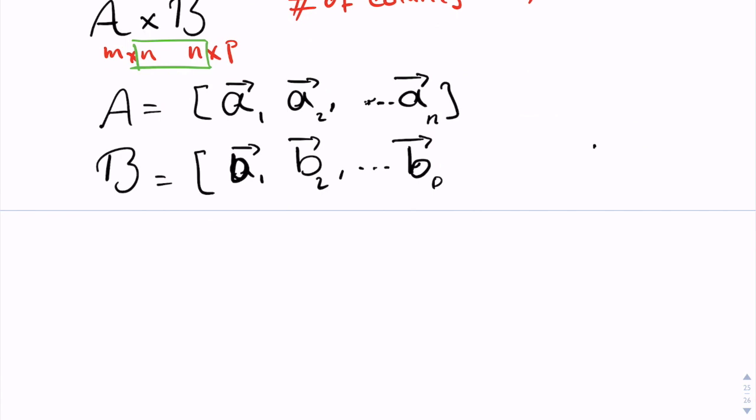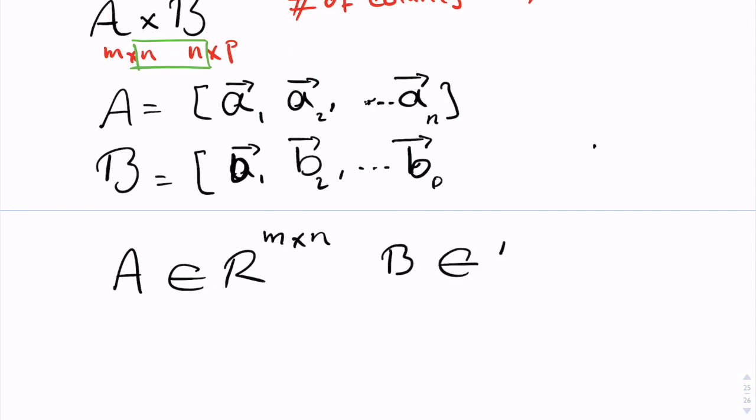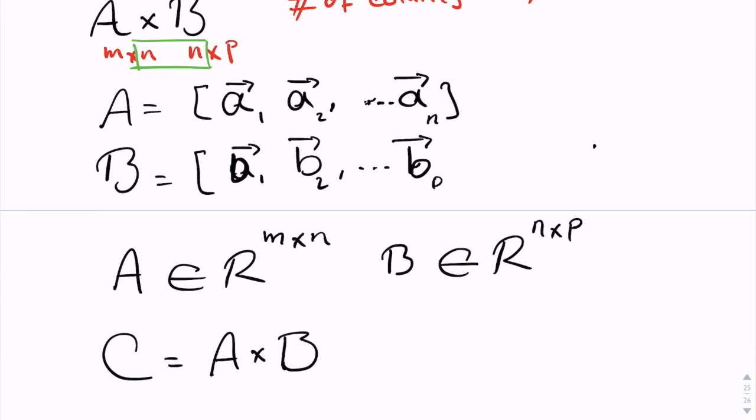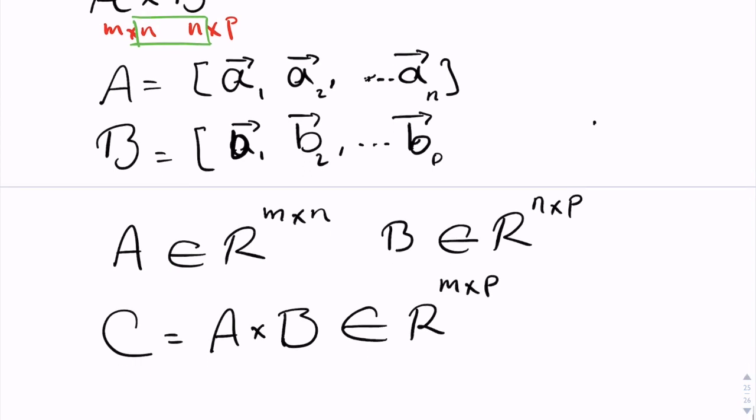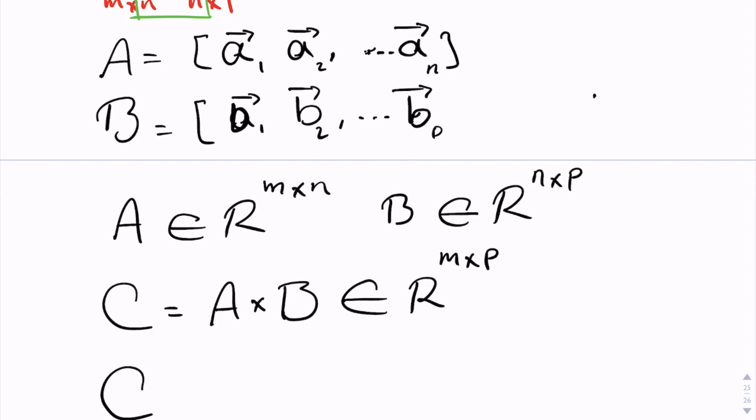So in general, if I have a matrix A, its dimension is R m times n, another one B whose dimension is R n times p. Then we define the matrix C, A times B, and this matrix belongs to real numbers of dimension m times p, and then elements of this matrix, let's call them ij, are equal to the sum of k equal to 1 to n, a_ik times b_kj.